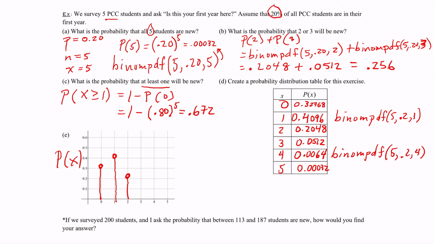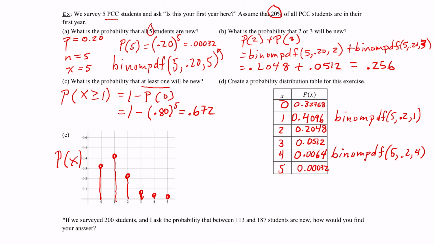When it's 3, we have a probability of 0.0512, so we'll put that maybe a little bit higher than halfway there. The other ones are going to be really tiny. So 0.0064 is going to be really close to the bottom. And then 0.0032 is basically just barely above 0. So you can see at each of those different values of x, we have their probabilities graphed here, and we can see their heights as probabilities.